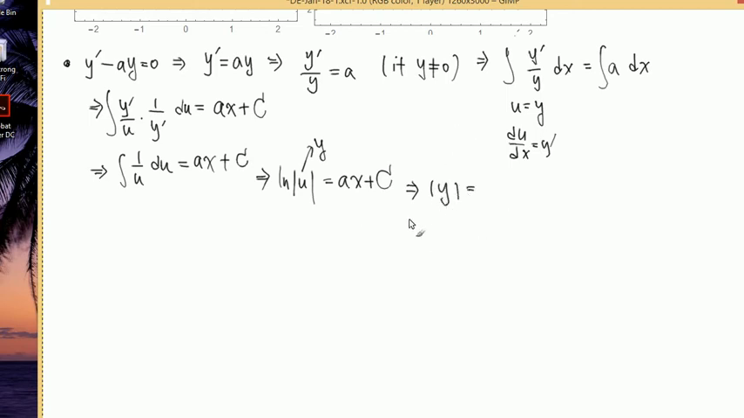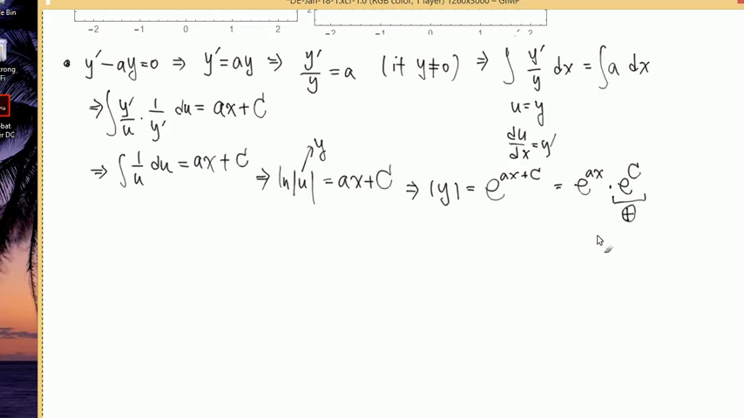How can you change from logarithm form to exponential form? e to the ax plus capital C. But with the exponential law, you can separate this nicely, knowing this is a constant. e to the c is not only a constant, it's a positive constant, don't you think? So you know this is a constant, and it's a positive constant.